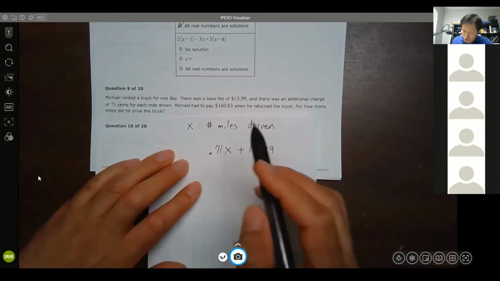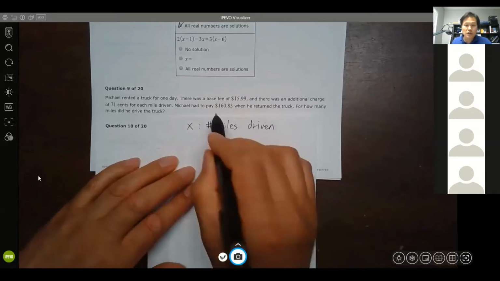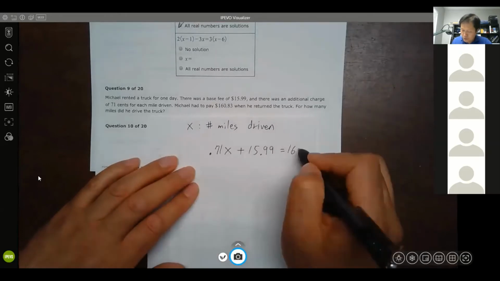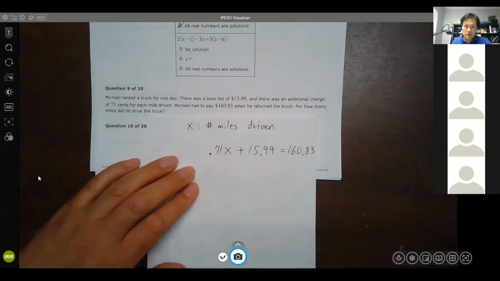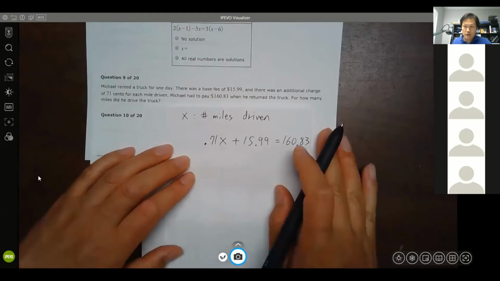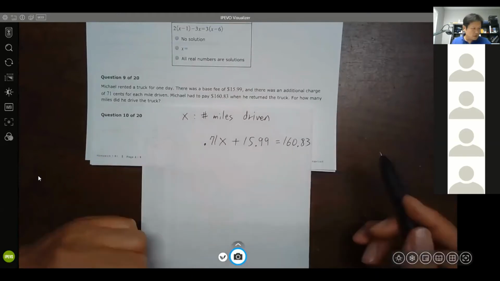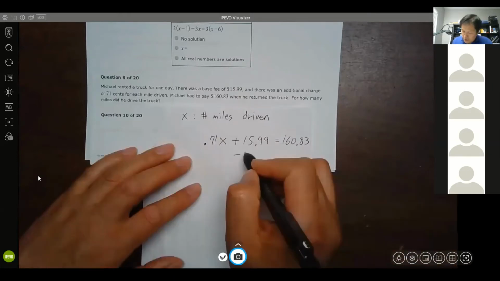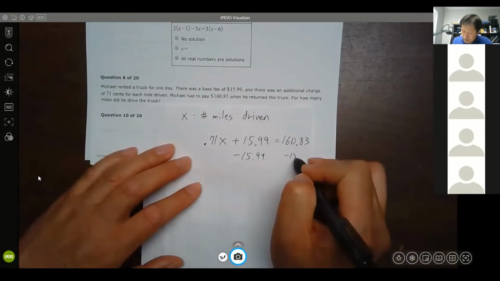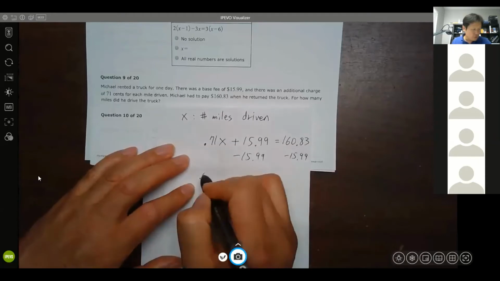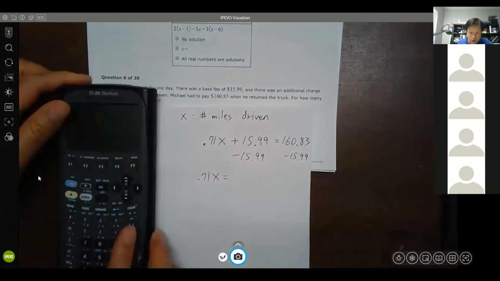That should equal the total money he paid, which is 160.83. Are we following okay? Solve for x. I will definitely use a graphing calculator on here. So you do minus 15.99 on both sides. So 0.71x equals, here, I need my calculator here.